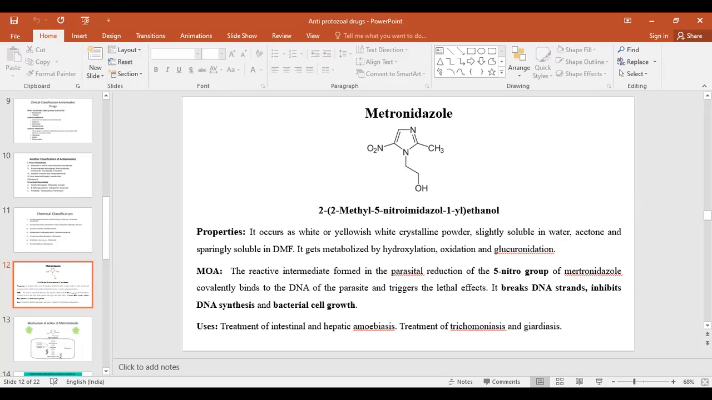Now coming to the mechanism of action: the reactive intermediate is found in the parasitic reduction of the 5-nitro group of metronidazole. So that group is reduced and will covalently bind to the DNA of the parasite and trigger the lethal effects. It breaks the DNA strand and inhibits DNA synthesis and bacterial cell growth. It is used for the treatment of intestinal and hepatic amoebiasis, trichomoniasis and giardiasis.